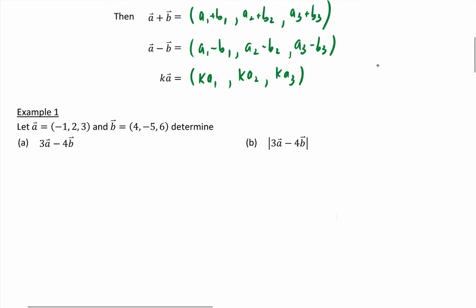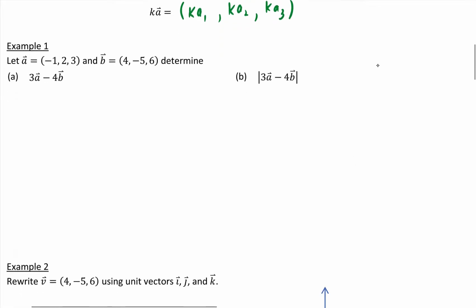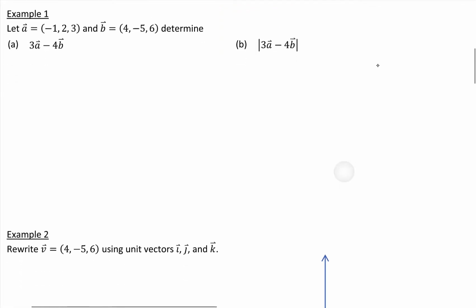Let's take a look at a few examples incorporating these operations. So example 1, if we let vector A equal negative 1, 2, and 3, and vector B equal 4, negative 5, and 6, let's determine 3A minus 4B. So that would be 3 times negative 1, 2, and 3, minus 4 times 4, negative 5, and 6.